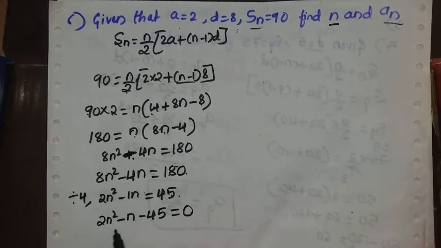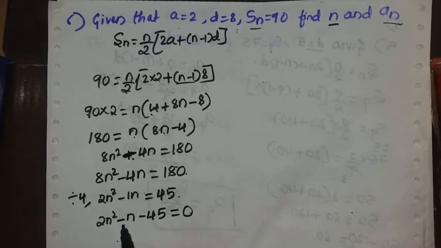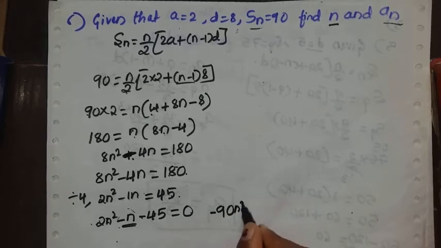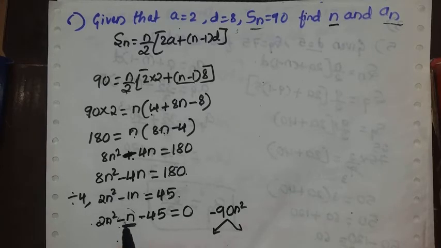So here we have a quadratic equation. We need to split the terms, using the splitting of the middle term. This is 45 twos are 90, plus and minus, 2 times 45 is 90, this is n square. So we need to split the middle term. Here the sum of two numbers is 1 and the product of the two numbers is 90.